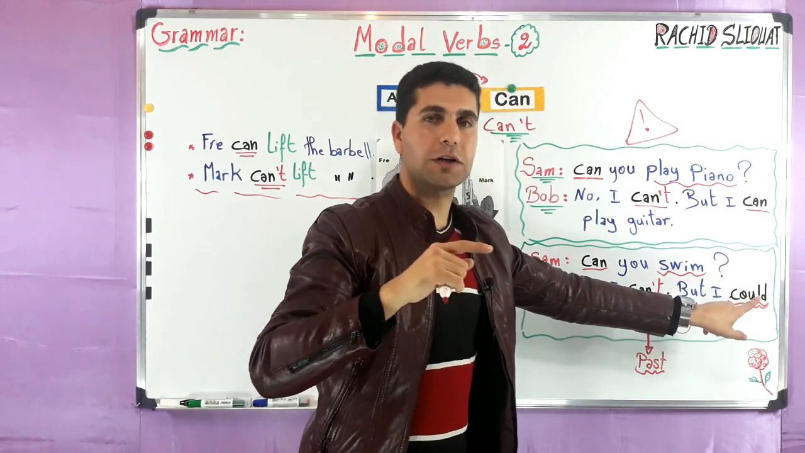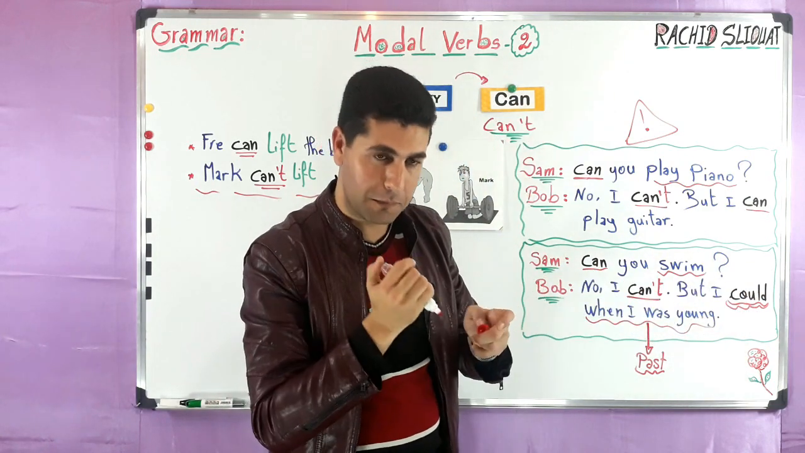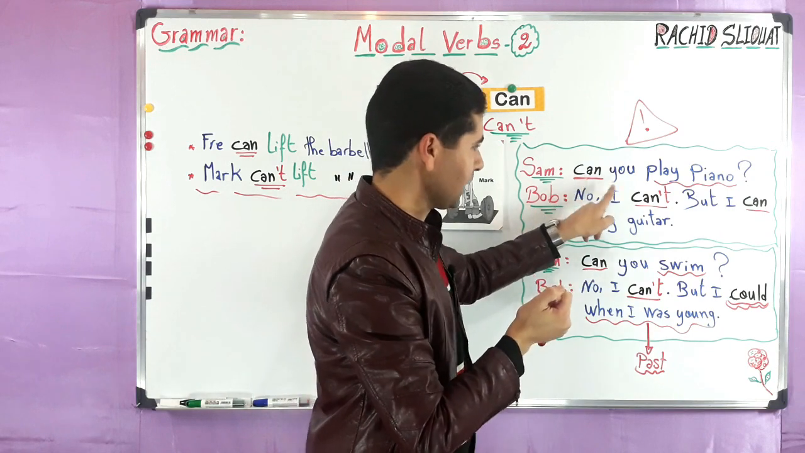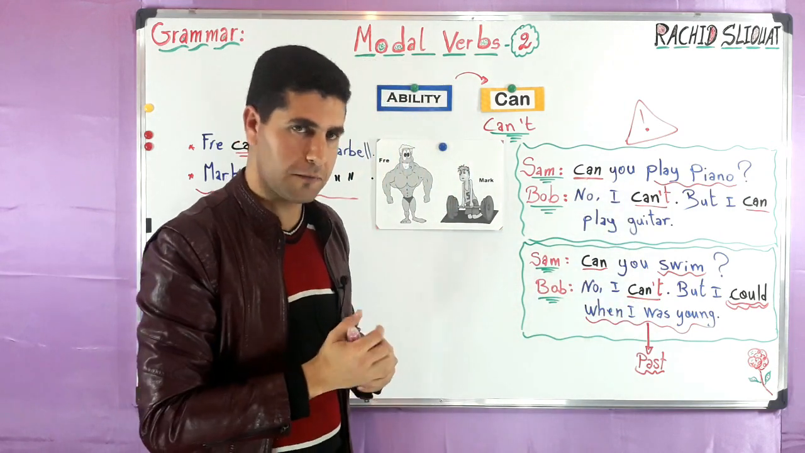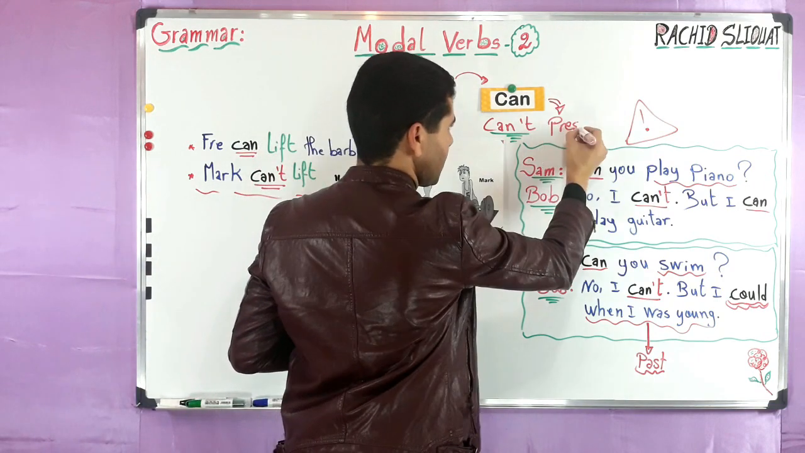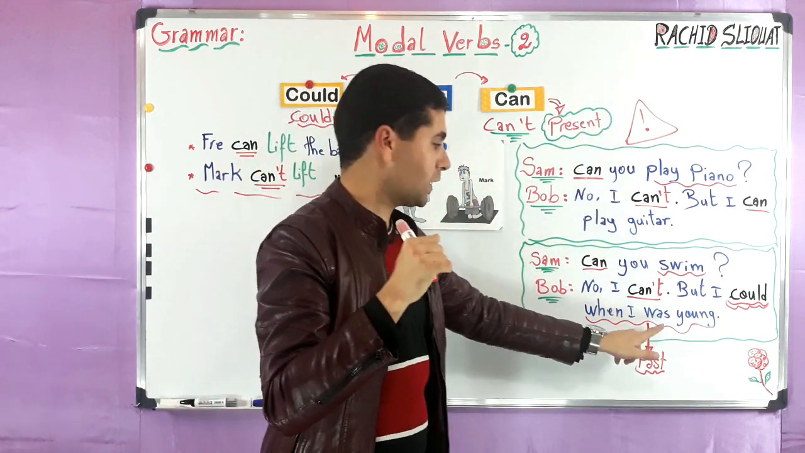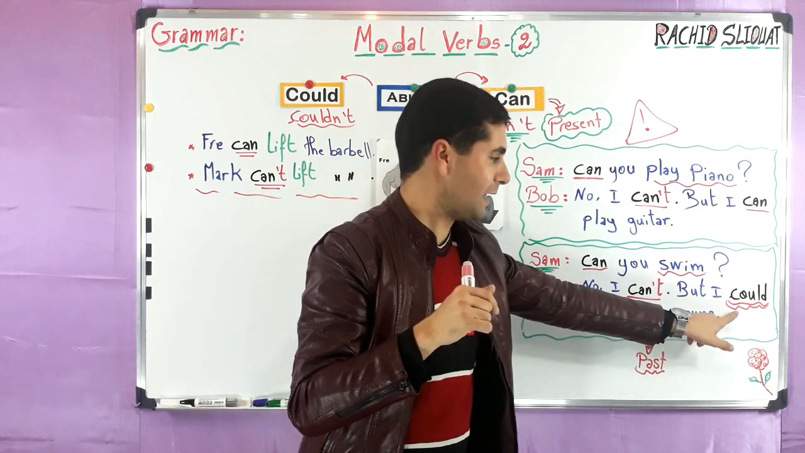So could is, very simply, for the past. Can and can't are for the present. So can is for the present. In the past, when he was young, he could.